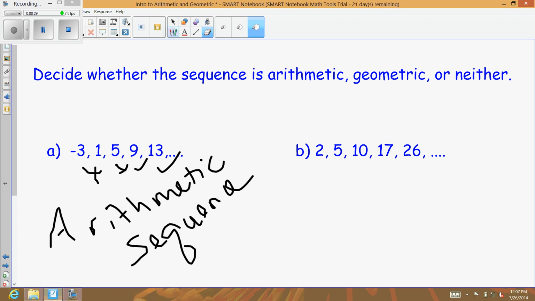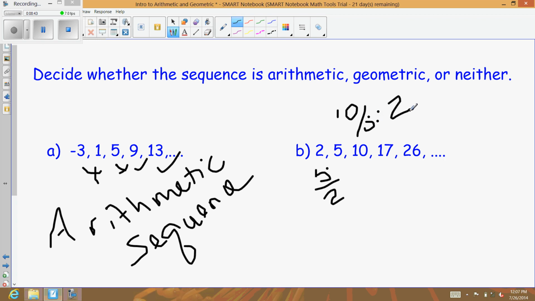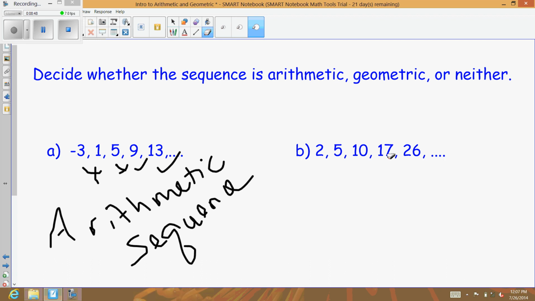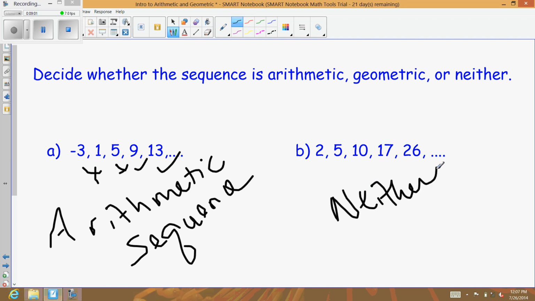So we try again. We try to figure out, well, let's do this. 5 divided by 2 is 2.5. All right, so 5 times 2.5, does that give me 10? No, because 10 divided by 5 is 2. So again, you're not seeing any pattern. You're not seeing a common addition or a common multiplication of a number. So in this case, this is not a sequence. It's neither geometric nor arithmetic. I don't see a pattern going on. So it would be neither.